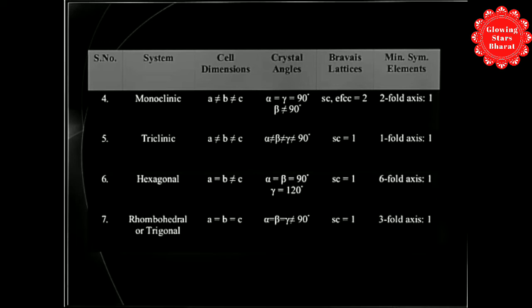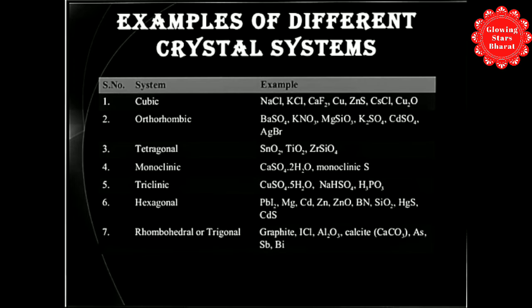Monoclinic: CaSO4 into 2H2O. Triclinic: CuSO4 into 5H2O, copper sulfate, sodium hydrogen sulfate, H3PO3. And next is hexagonal: PbI2, Mg, magnesium, Cd, zinc, ZnO, zinc oxide, BN, SiO2, HgS and CdS. Rhombohedral and trigonal: graphite, ICl, Al2O3, calcite, SbBi.